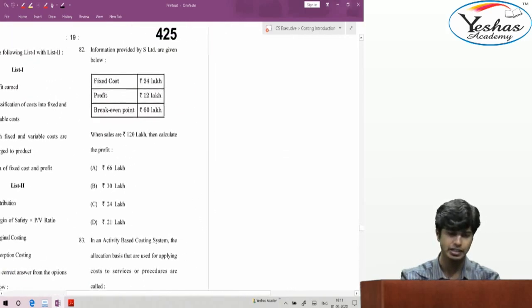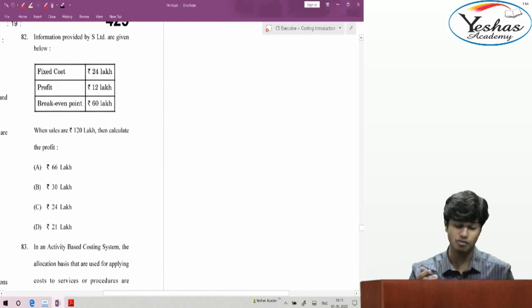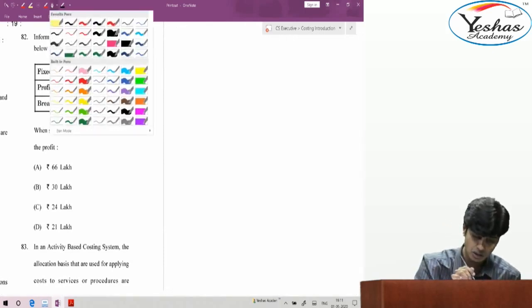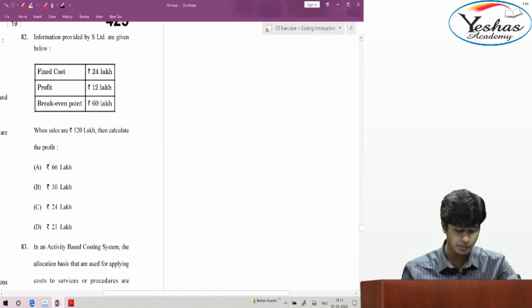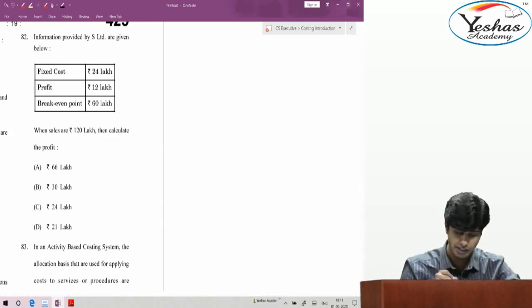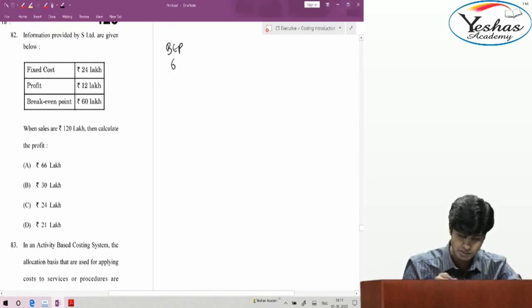82 is on this side. The following is the information provided by S Limited, given below. Okay, our favorite chapter, marginal costing. When sales are rupees 120 lakh, then calculate this much. They have given details regarding break-even point. Break-even point means sales of 60 lakh.